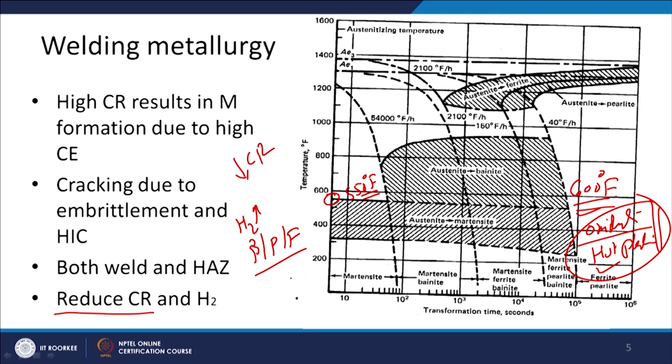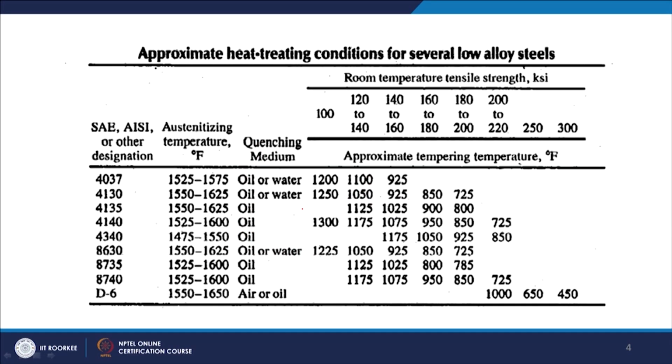So, what we need is to use the proper degree of the preheat in order to avoid the formation of the martensite and reduce the hydrogen content in the steel plate.